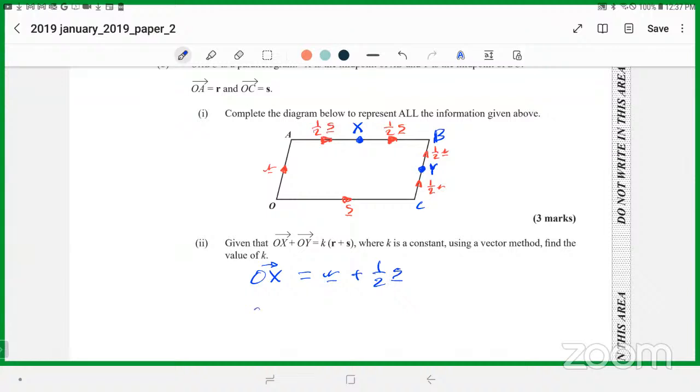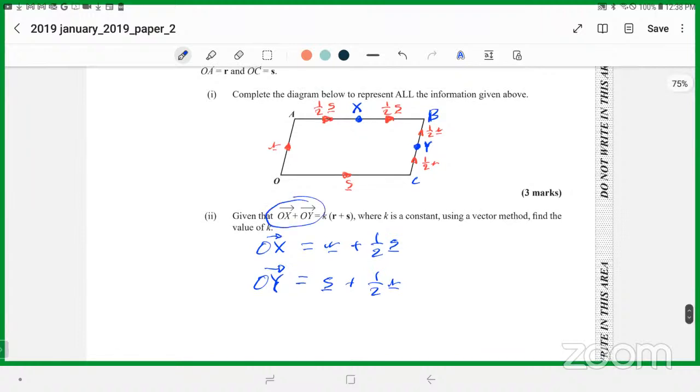And what would the OY be equal to? Would it be negative R? Look at the diagram. OY. O to Y. How do I go from O to Y? Oh, wait, maybe I go from A. It's going to be S and then half R. S plus half R.